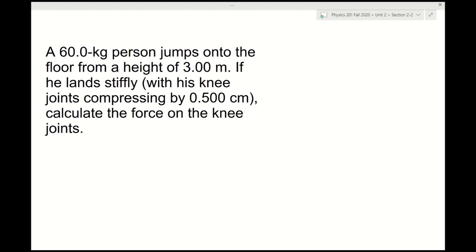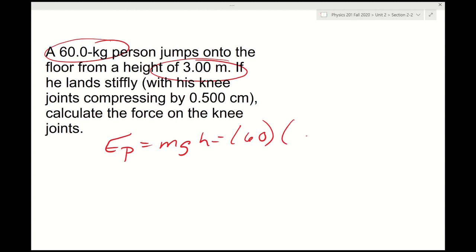A 60 kilogram person jumps onto the floor from a height of 3 meters. He stands stiffly with his knee joints compressed by about a half centimeter. Calculate the force on the knee joints. Okay, so all the gravitational potential energy for a 60 kilogram person, 3 meters in the air, E_P is mgh or mg delta y. So it's 60 times 9.81 times 3.